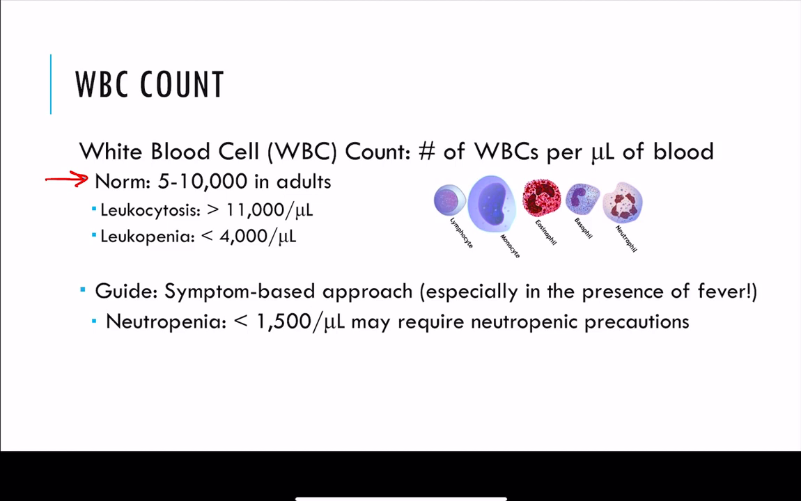And I just wanted to give you the cutoff for neutropenia. Neutropenia is a significant reduction in white blood cells. So when you're less than 1,500 per microliter, these patients can be treated with proper precautions, but they will often require what's called neutropenic precautions. And I just wanted to put it on your radar what that is.